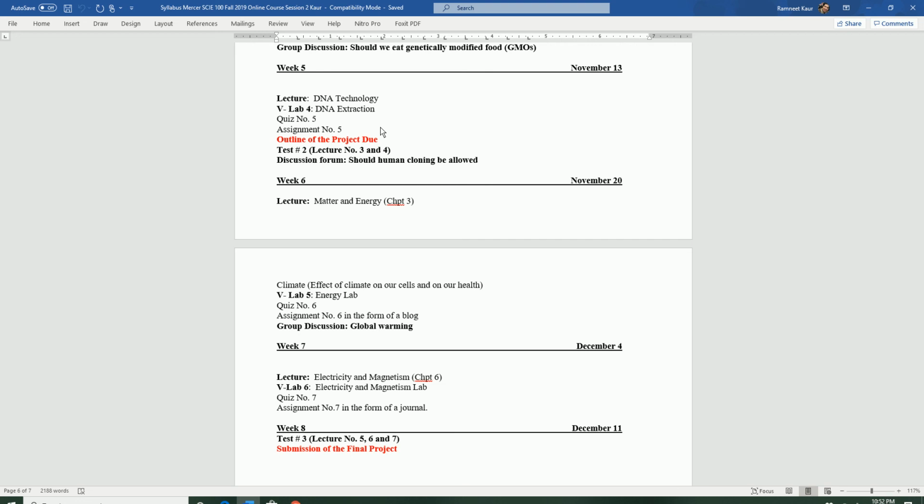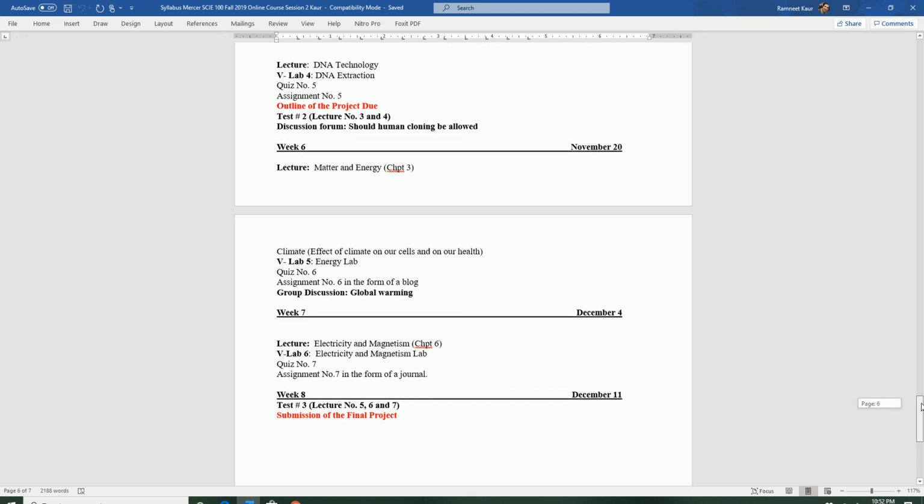When we are in week number 5, we are also ready for our test number 2. Test number 2 will be from lecture number 3 and 4. In this week we also have a discussion forum, and the topic of our discussion forum will be, should human cloning be allowed? Same way as a group discussion, we are going to talk to each other and interact with each other.